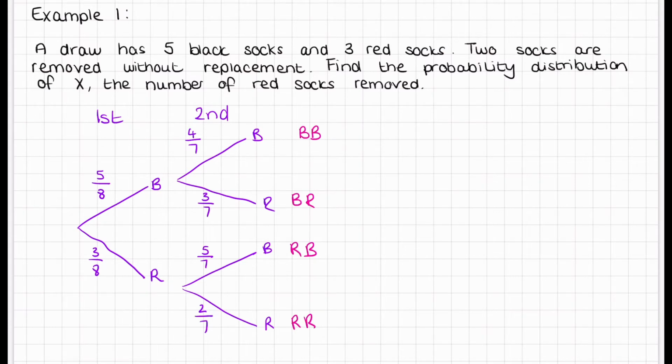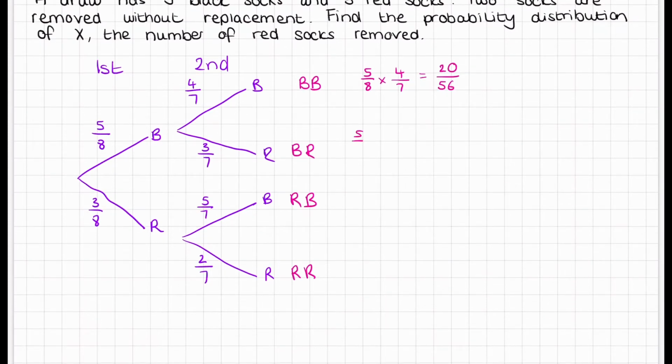And then we can work out our probabilities. This one would be 5 out of 8 times 4 out of 7, which is 20 out of 56. The next one of black, red would be 5 out of 8 times 3 out of 7, which equals 15 out of 56. Red, black, 3 out of 8 times 5 out of 7, which equals 15 out of 56. And then red, red would be 3 out of 8 times 2 out of 7, which is 6 out of 56. So that's the probabilities of all the possible options.